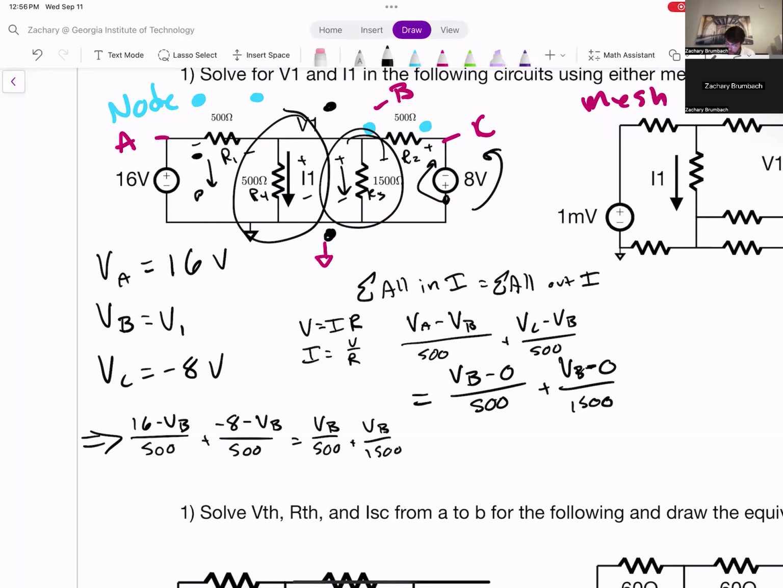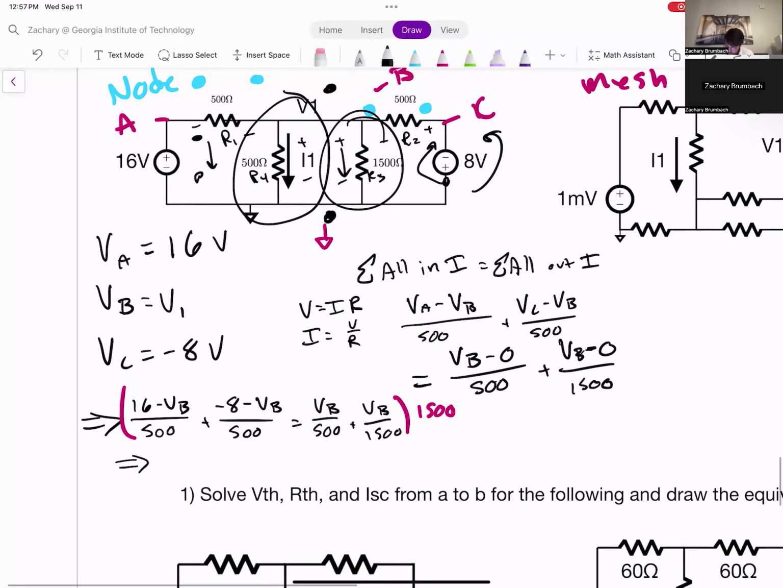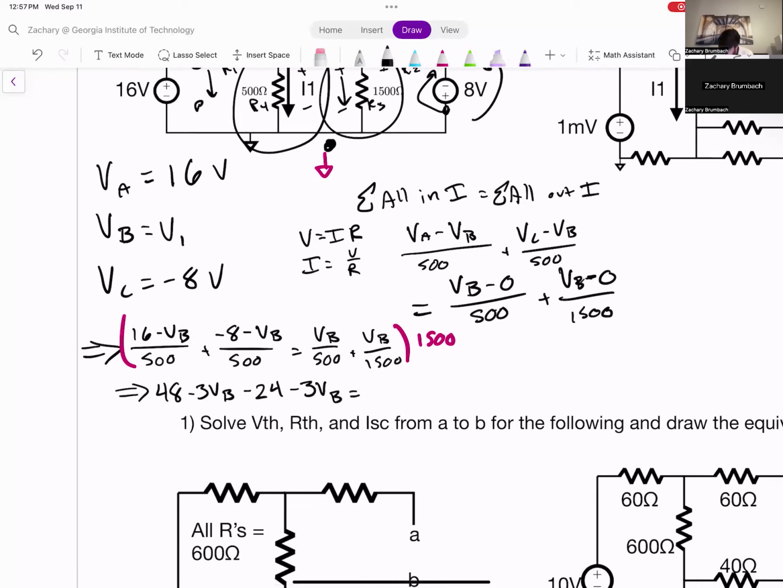From here, what I'll do is multiply everything by the greatest common denominator, which is 1500, to make this look a little nicer. This 1500 over 500 becomes 3, so this becomes 48 minus 3 VB, minus 8 times 3 is 24, minus 3 VB equals 3 VB plus VB.